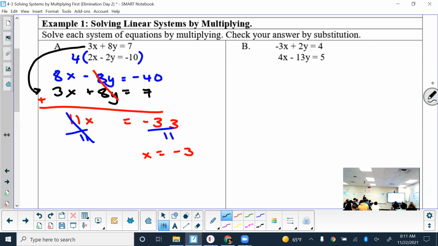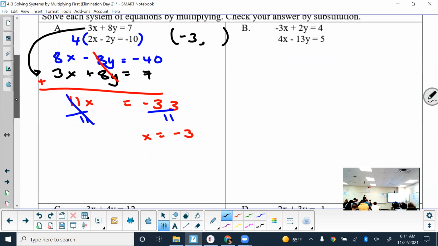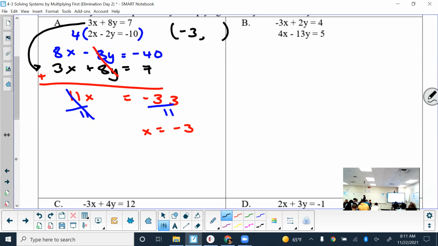All right, am I finished? No, we found the x, we just need y. So how do you find y? Plug it back into one of the original equations. Which one do you want to plug it into? The 2x minus 2y? All right. At the end of the day, it really doesn't matter. But we'll plug it into 2x minus 2y equals negative 10. Remember, now x is negative 3. And we're solving for y.